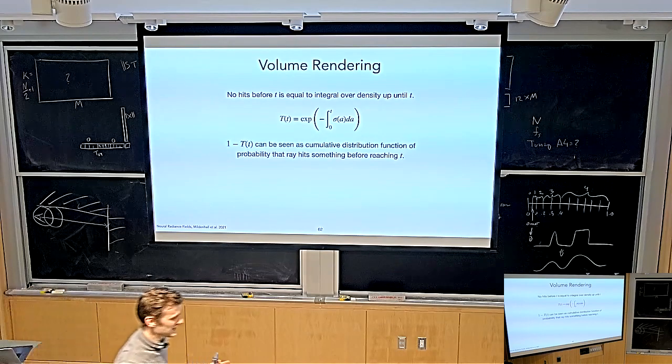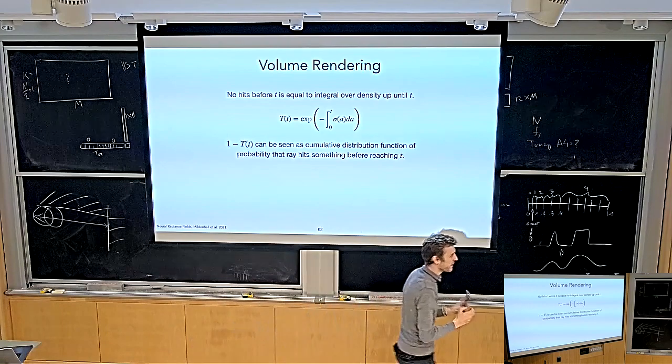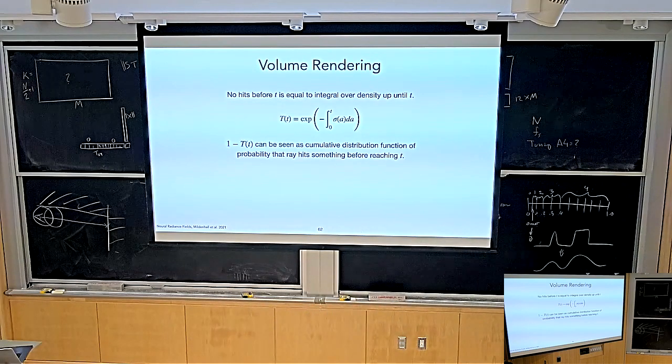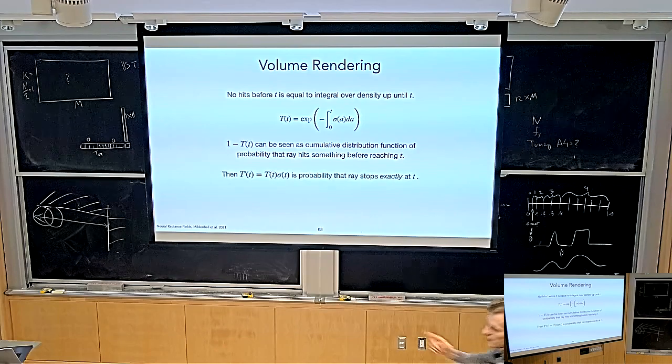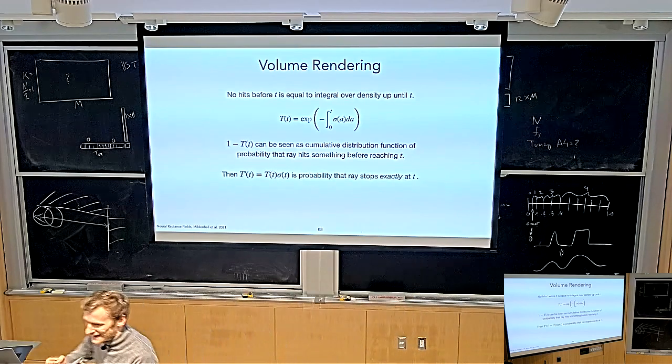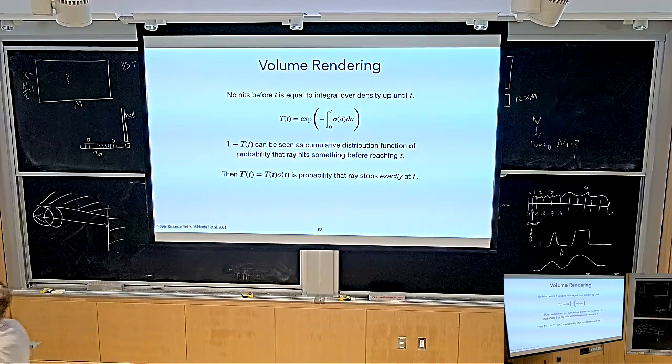The reason why we did all of this is very, very cool, which is that now you can say that 1 minus this thing is the cumulative distribution function. So it tells you for every point along the ray what is the probability that we have stopped so far. That's exactly what the transmittance tells you. And the cool thing now is that the probability that the ray stops exactly at t is this: the probability that you haven't stopped until t, the transmittance, times the density at this point.